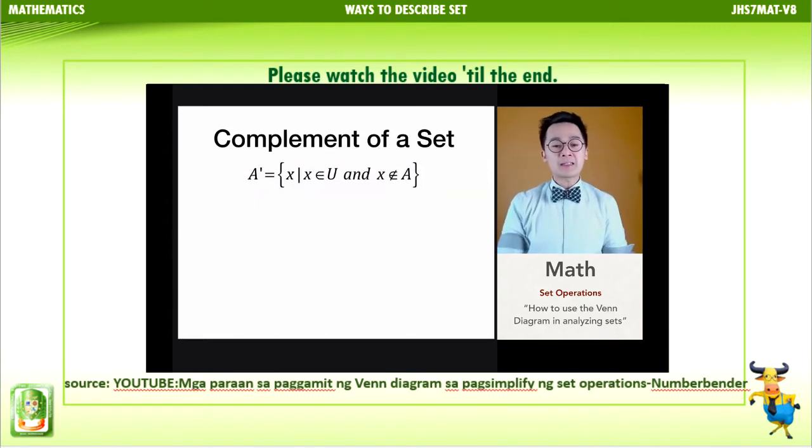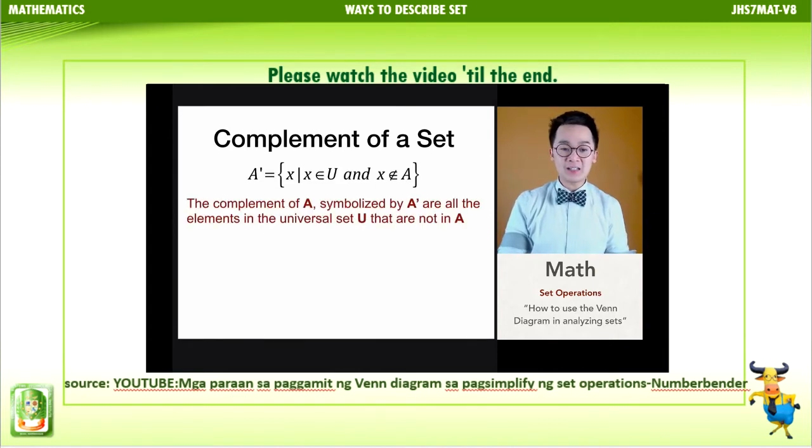Now, ang susunod naman nating kukunin ay yung complement ng isang set. Ang complement ng isang set, yun yung mga subset na hindi mo makukuha doon sa given subset. So, for example, meron tayong A prime na kung saan yun yung symbol na ginagamit natin sa complement ng set A. Ang laman daw nito ay yung mga X such that X is an element sa union at X ay hindi element ng subset A. So yun yung A complement na tinatawag.